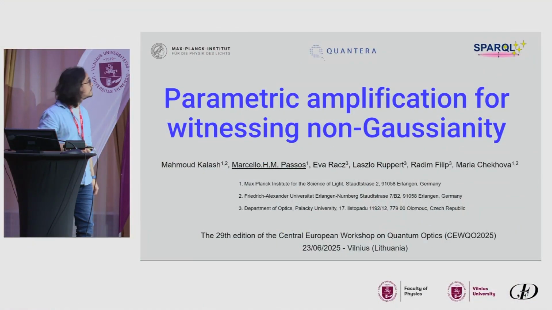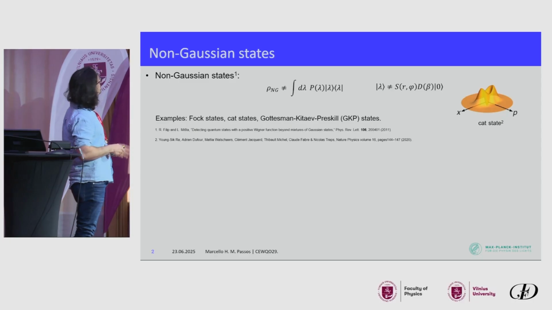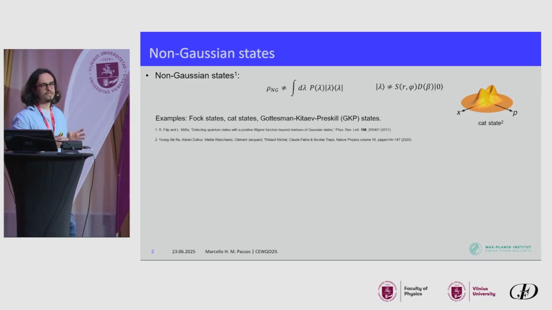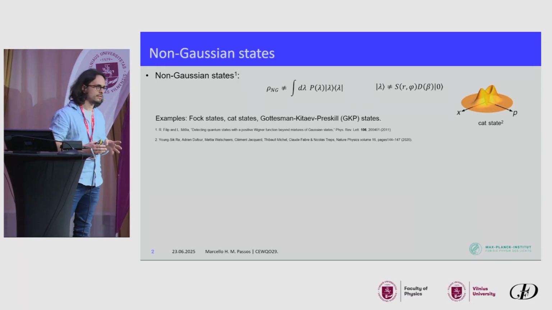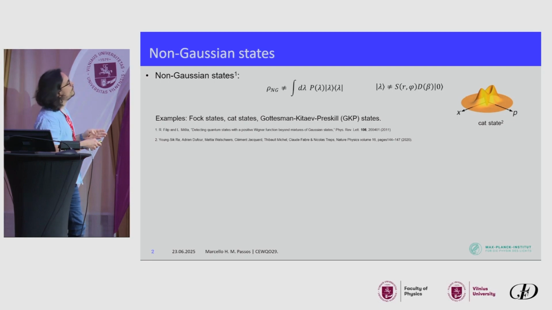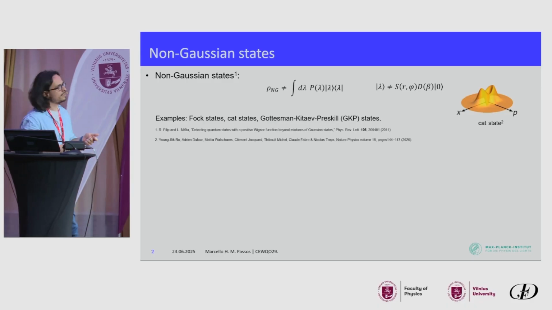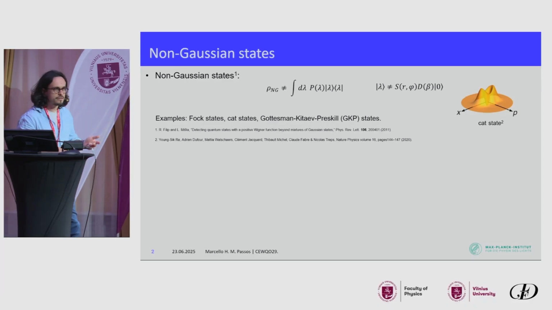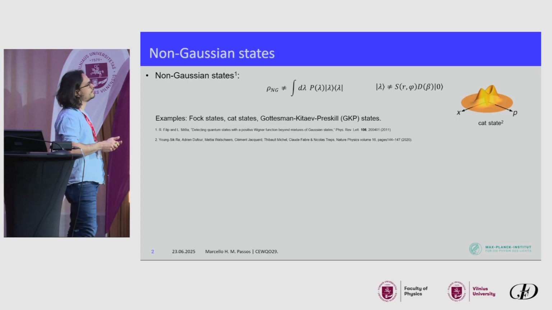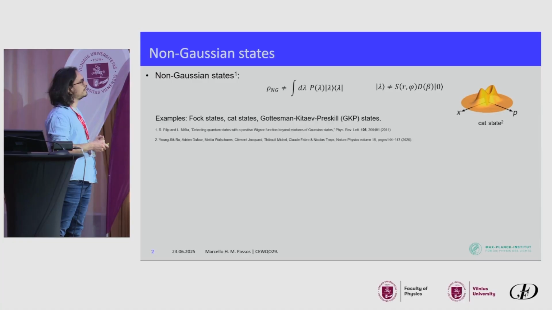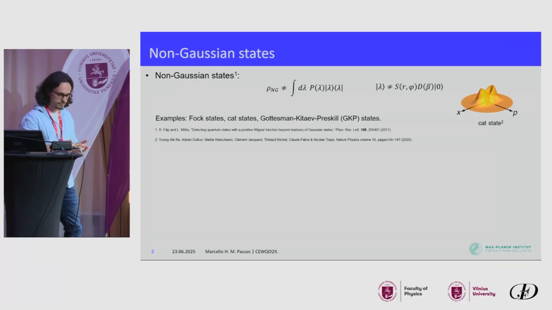Let me start by introducing very quickly what non-Gaussian states are. Non-Gaussian states are states which cannot be written as a convex combination of Gaussian states. In other words, you cannot generate non-Gaussianity just by operations such as displacement and squeezing. Examples of non-Gaussian states are Fock states, cat states or GKP states. As you can see here on the top right, we have the Wigner function of a cat state, and you can see, for instance, one characteristic: the negativity of the Wigner function.